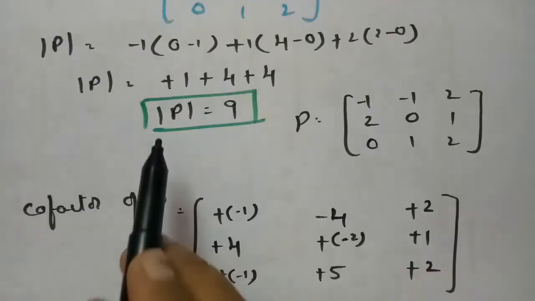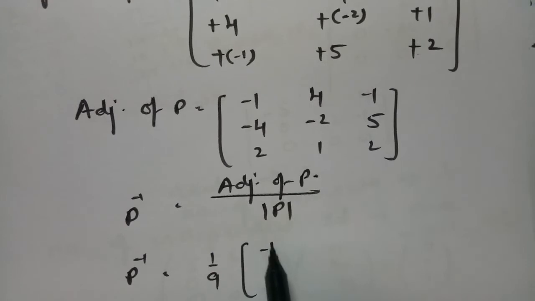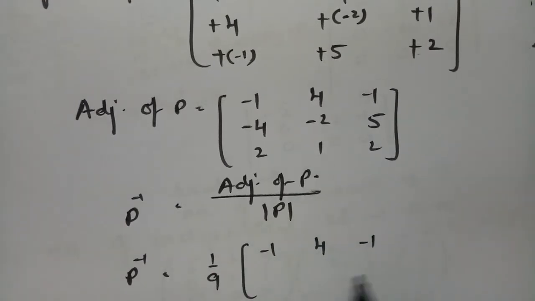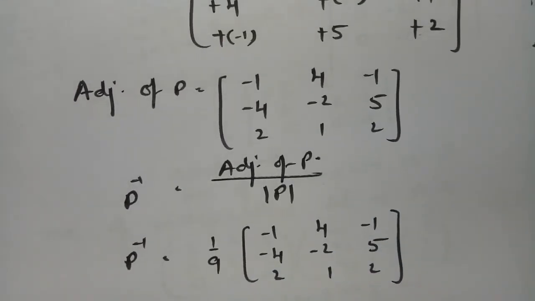So what is the determinant of P? Det P is nothing but 9. So P inverse will be 1 by 9 times of [-1, 4, -1], [-4, -2, 5], and [2, 1, 2]. After getting P inverse, we have to diagonalize the matrix.